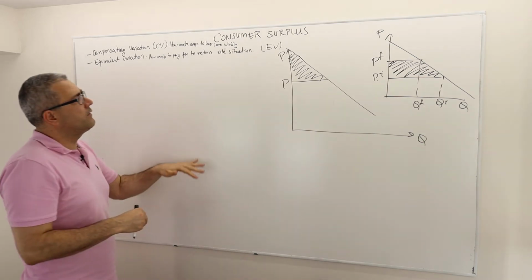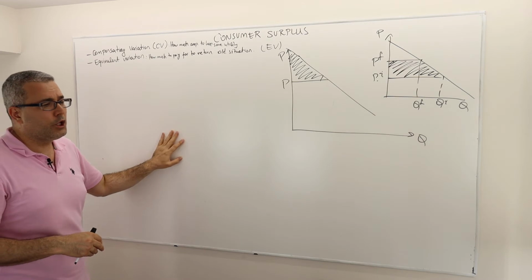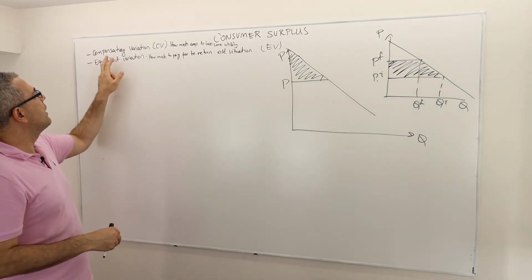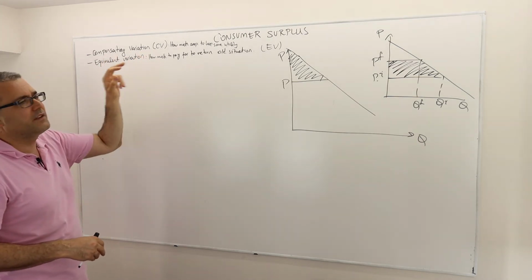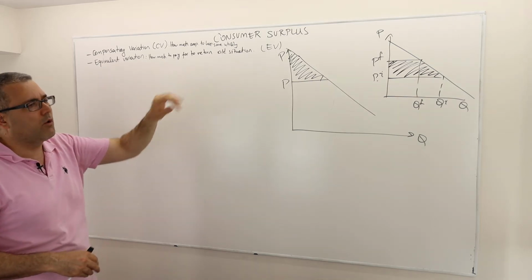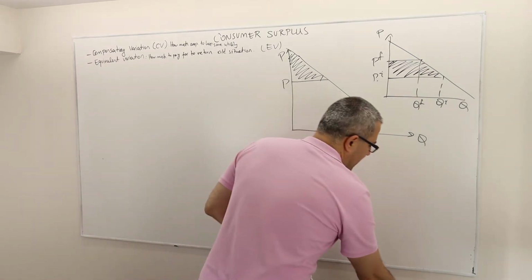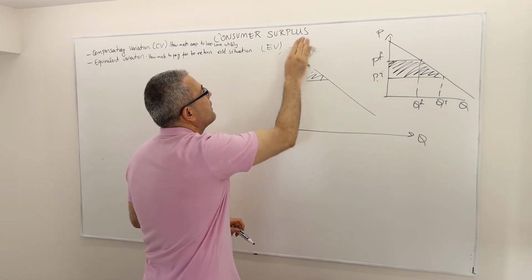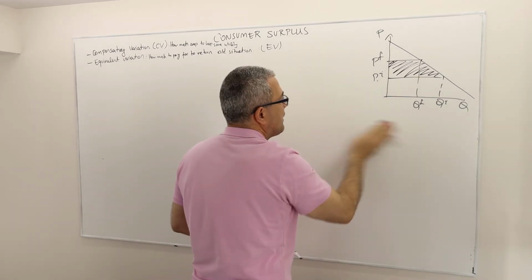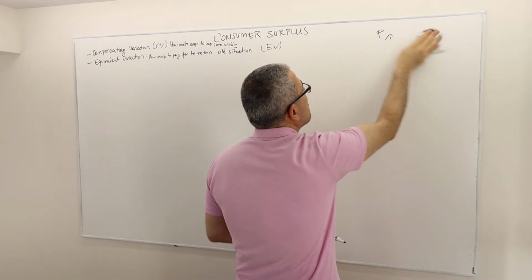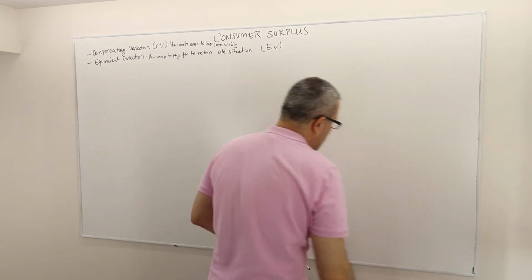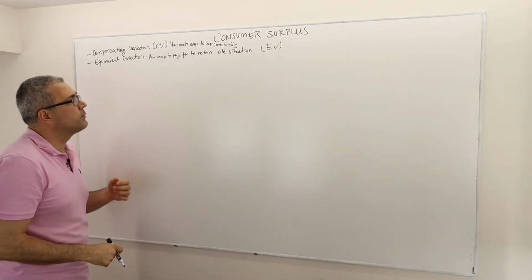And on top of this, we are going to learn two new concepts: compensating variation, called CV, and equivalent variation, called EV. They are important concepts to understand consumer surplus. Sometimes some economists actually measure welfare by using these concepts rather than consumer surplus.